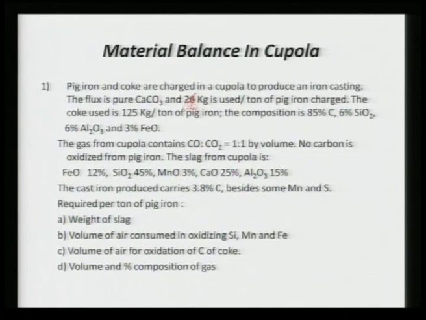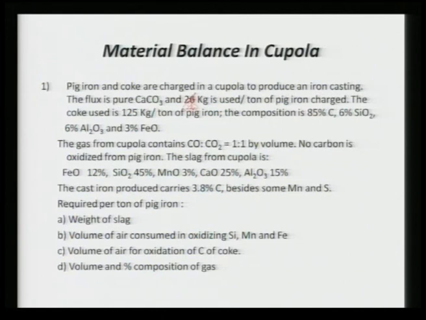Say 22 kg is used per ton of pig iron, and the coke used is 125 kg per ton of pig iron. The composition of coke is also given here: 85% carbon, 6% SiO2 and so on. The gas from the cupola contains a CO to CO2 ratio of 1:1 by volume. No carbon is oxidized from the pig iron. The composition of the slag from the cupola is given. It has FeO, SiO2, MnO, CaO and Al2O3. The cast iron produced carries 3.8% carbon besides some manganese and silicon.